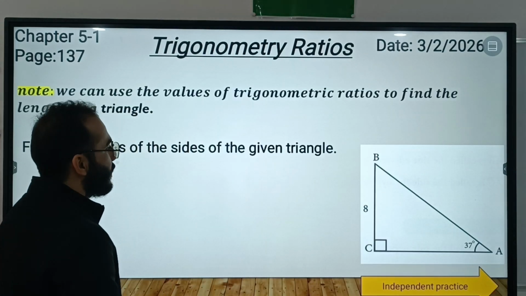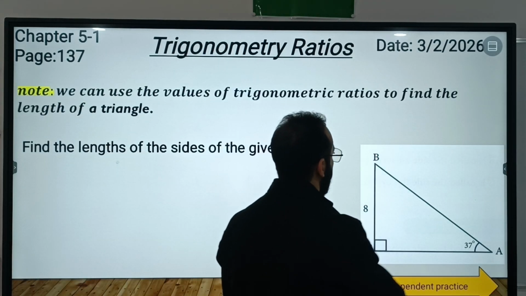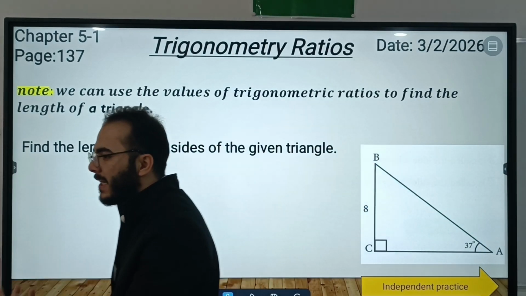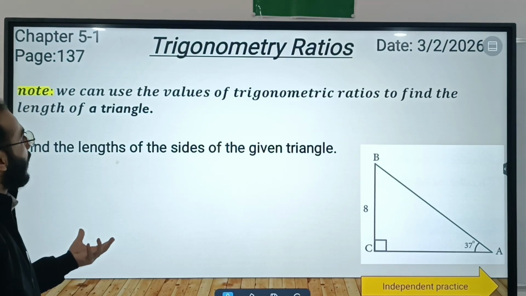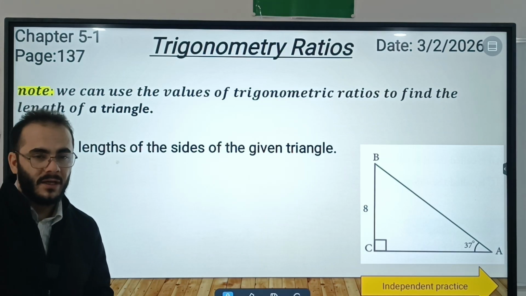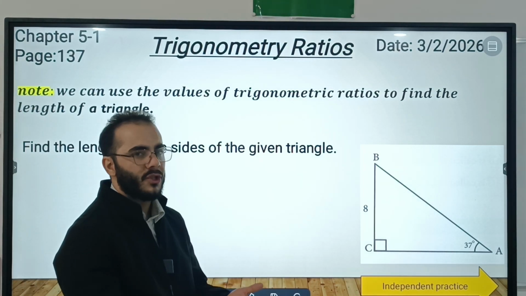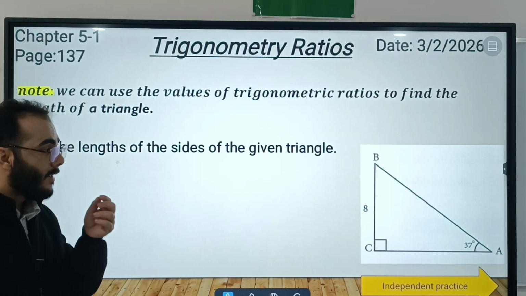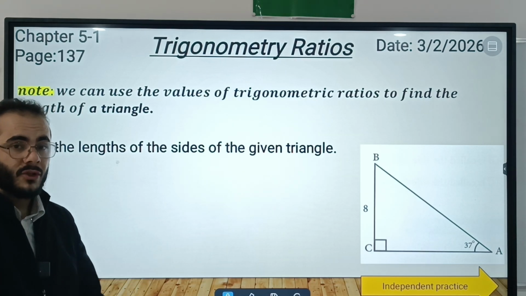Next one. Okay. Right now we are going to define the second idea of this lesson. Here there is a note before solving that question. We can use the values of the trigonometric ratios to find the length of a side of a triangle. So how are we going to find it? This is actually the second type of question regarding trigonometric ratios: find the length of a side of a triangle by using trigonometric ratios.